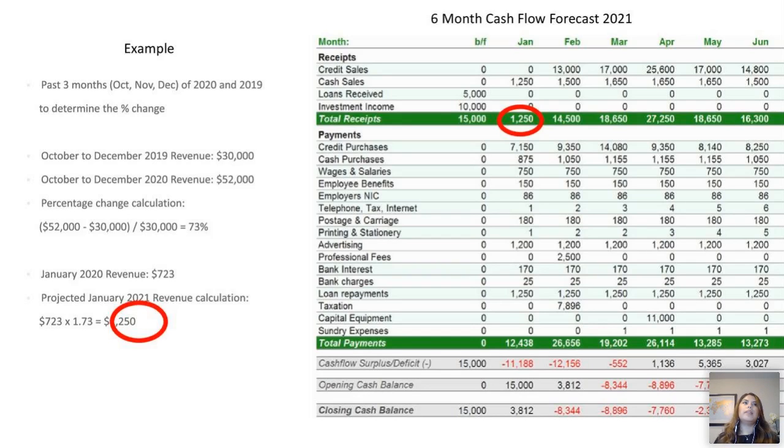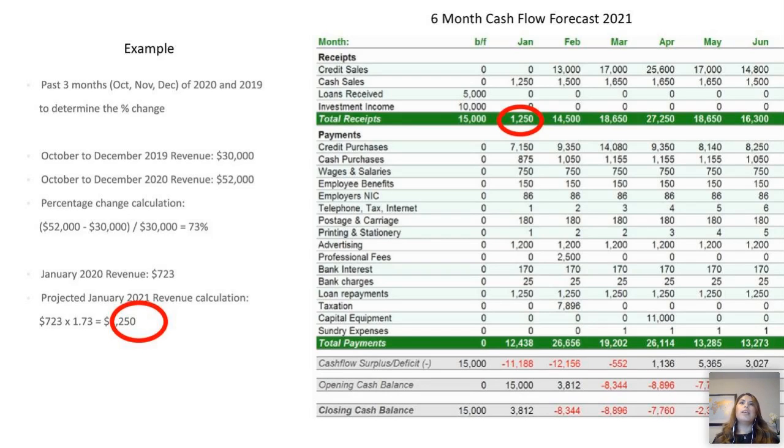So you will need the last 3 months. For example, if we're starting in January with the projection, you will need October, November, and December's revenue numbers for 2020 and 2019. So we're using a historical trend method. And we need those numbers to determine the percent change. The reason why we're using October, November, and December is because those are the most recent months, and we can determine the percent change, the rate of growth that you're growing at currently.